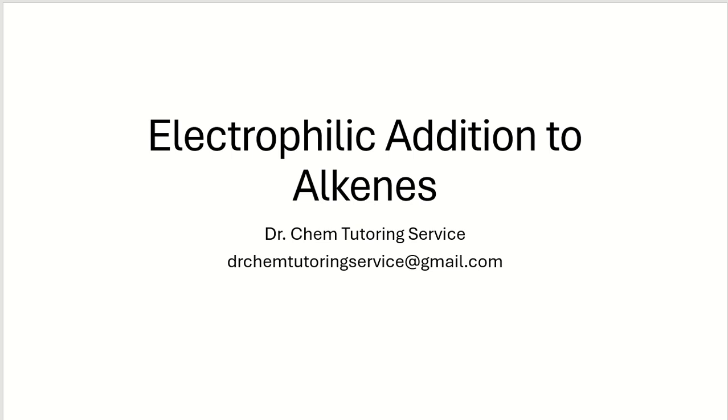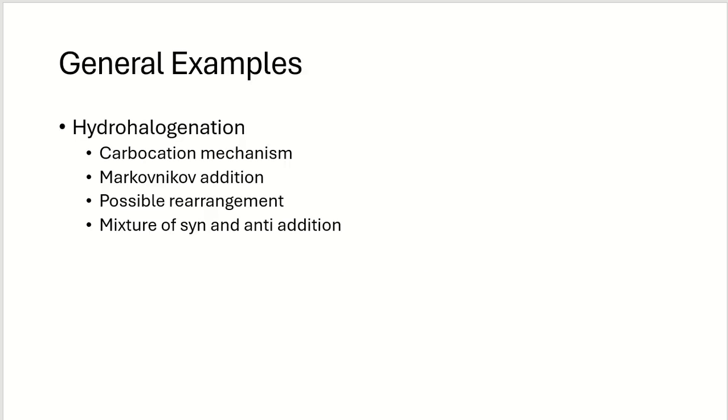So this is part 6 of electrophilic addition to alkenes. And for this part, and actually the next few, we're going to talk about general reactions. So here we're going to look at hydrohalogenation, which is essentially the addition of HX. And when I do any sort of studying, I like to keep it as general as possible because it saves you from having to memorize more than necessary.